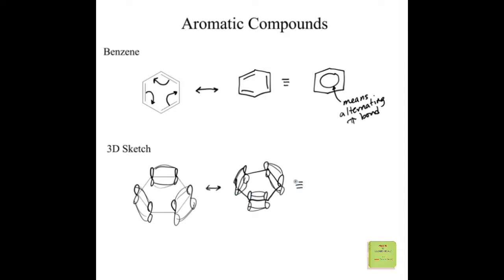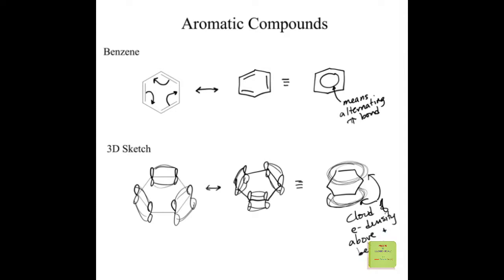So what you can draw, and that's what's nice about this structure that kind of looks like a hex nut, what's nice about that ring representation is it illustrates that in an aromatic compound like benzene, we have a cloud of electron density above and below the plane. So benzene is a planar molecule, and we have a cloud of electrons above and below.